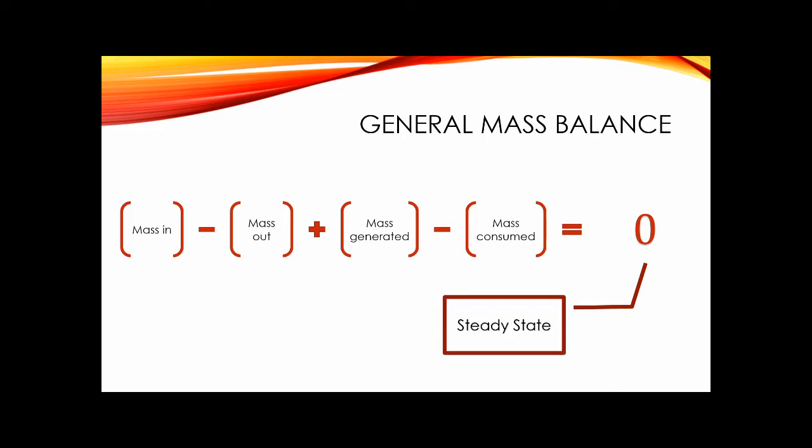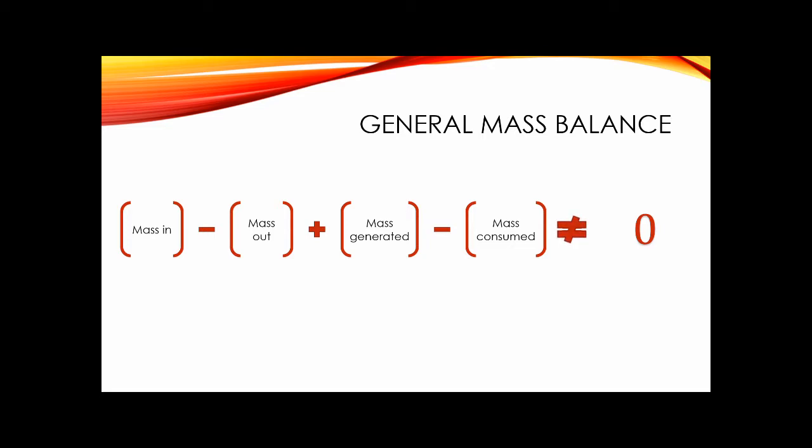Now, in the unsteady state, we are still going to use the general mass balance equation, except that we do not equate this to 0. So that is for unsteady state. You do have non-zero accumulation, so some sort of mass is accumulating in your system.